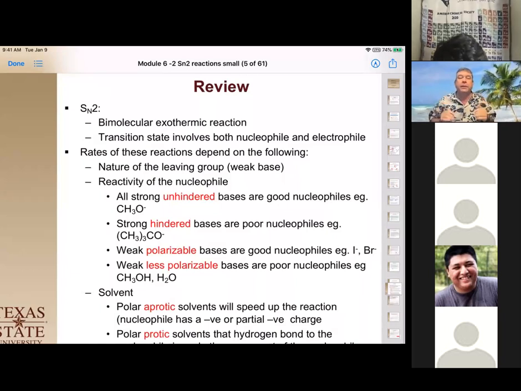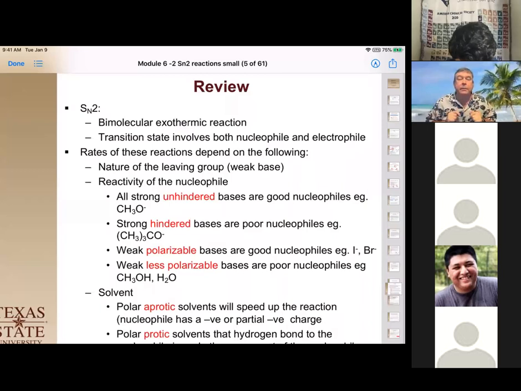The rates of the reactions depend on several things. One, is the leaving group a good group? The weaker the base, the better the leaving group. So the stronger the conjugate acid, the better the leaving group. For example, iodine is a great leaving group because it has a very strong conjugate acid, which makes it a very weak base.